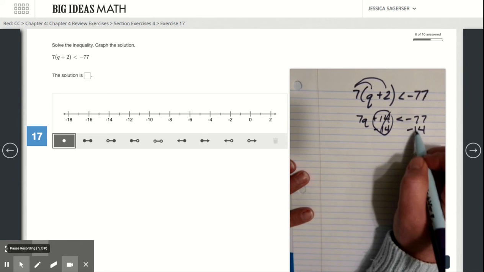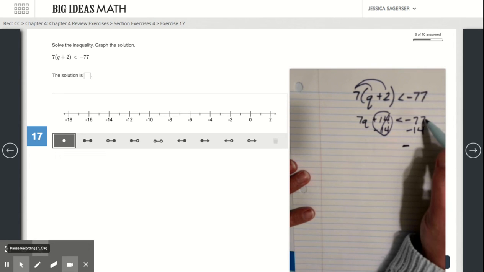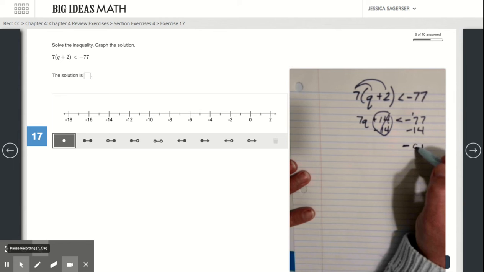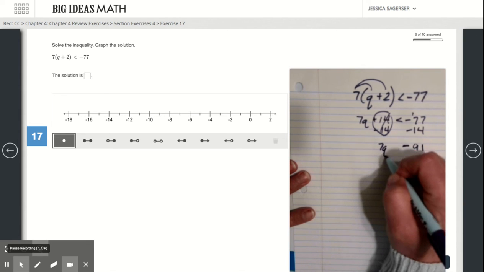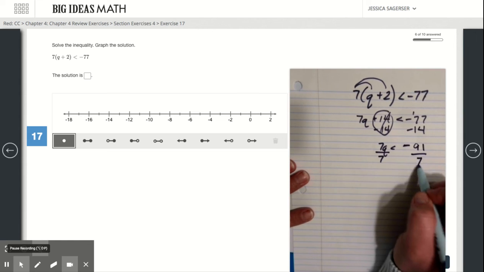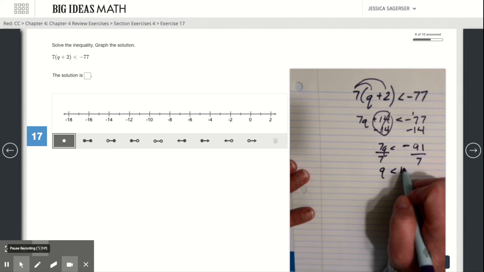This cancels out. These are both negative, so we can add them together knowing that their sign will be negative. So we carry the 1, 8, and we have 91. So we have 7q is less than 91. We're going to divide both sides by 7 and find that q is less than 13.